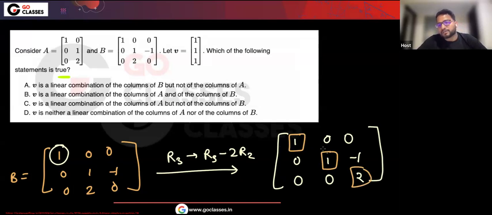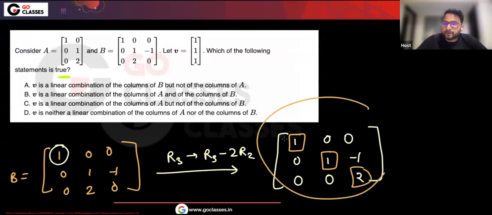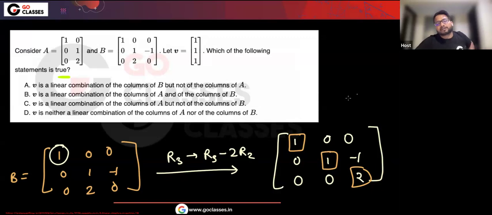Now what is the significance of this? You can say that since these are three pivots, you have three linearly independent columns in R3. So they are filling the space, filling R3. So is this a linear combination of these columns? Yes, actually any vector is a linear combination of these three columns, right? Because they are filling R3. So actually this vector is a linear combination of columns of B. That is for sure. But is this a linear combination of columns of A? That is what we need to check.